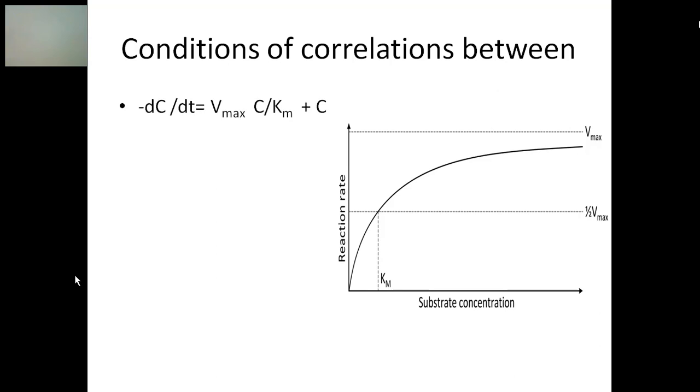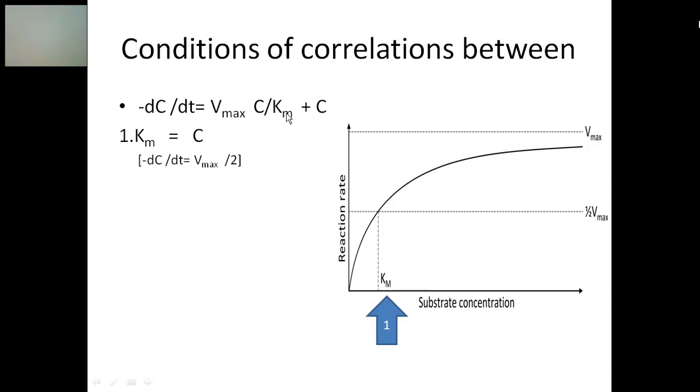First condition is if Km and C are equal to each other. That means I'm considering a condition where you have your Km value and the substrate concentration value the same at the same point, somewhere over here. So if Km equals C, put the value of Km in the denominator as C, so it becomes 2C. C and C cancel, so it becomes Vmax by 2. So this is the equation you are getting.